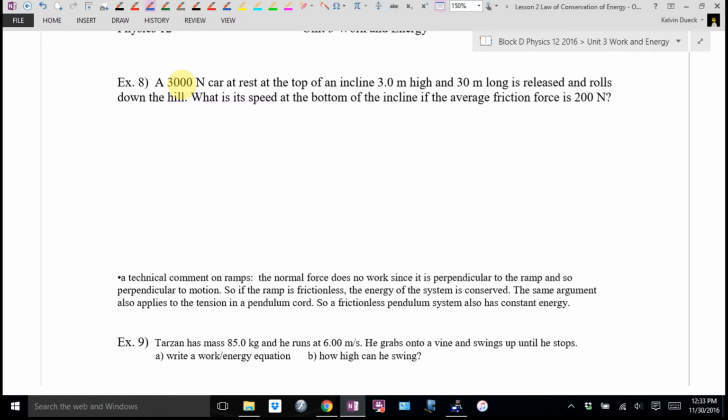Let's look at this one here. It says a 3,000 Newton car. Now, I gave you this. Is that in kilograms? No. What units are it? In fact, what I just gave you was mg. I took the mass and I multiplied it by 9.8 already. I gave you the weight, not the mass. At rest, you guys all know that I tend to underline the word at rest. At the top of an incline 3 meters high and 30 meters long is released and rolls down the hill. What's its speed at the bottom if the average friction force is 200 newtons?